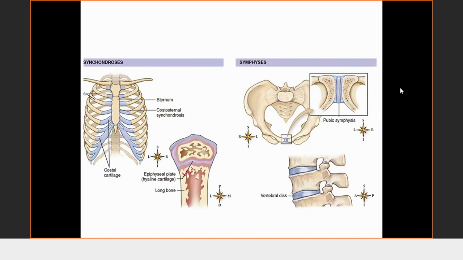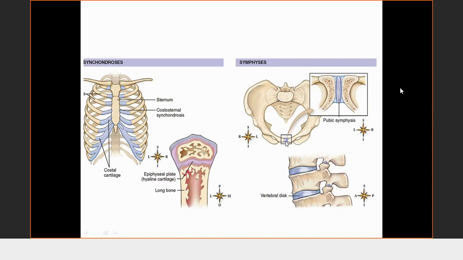So the primary cartilaginous joint, also known as the synchondrosis, is where the hyaline cartilage is present. An example is the costochondral joint, that is the primary cartilaginous joint or synchondrosis. Another example is the joint between the diaphysis and the epiphysis of the long bones, and that joint is also the primary cartilaginous joint or synchondrosis. Now the secondary cartilaginous joints are usually in the midline.